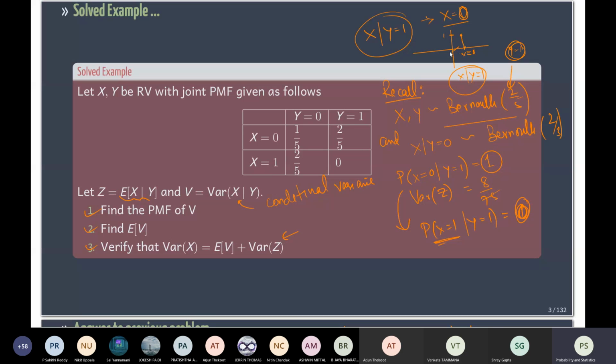So the variance of this is going to be 0 because there is no spread at all, because it is just taking a point value. The variance is just a spread, right?